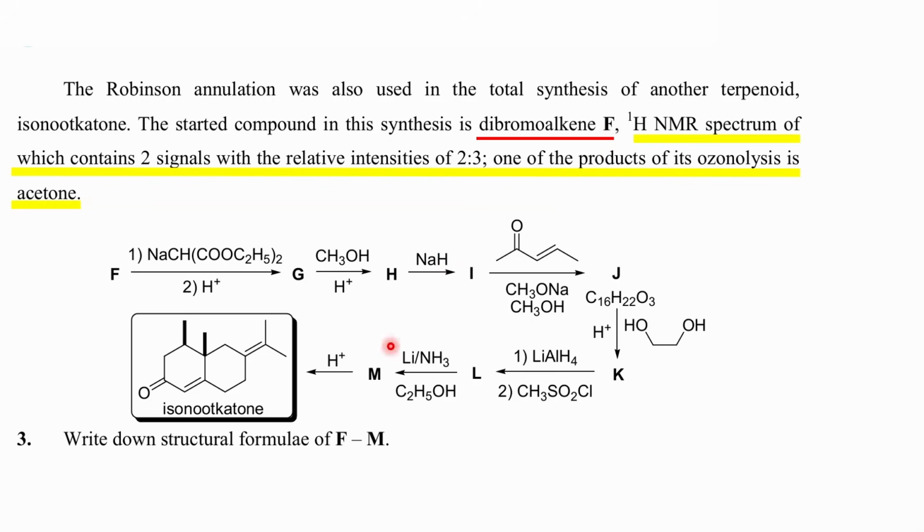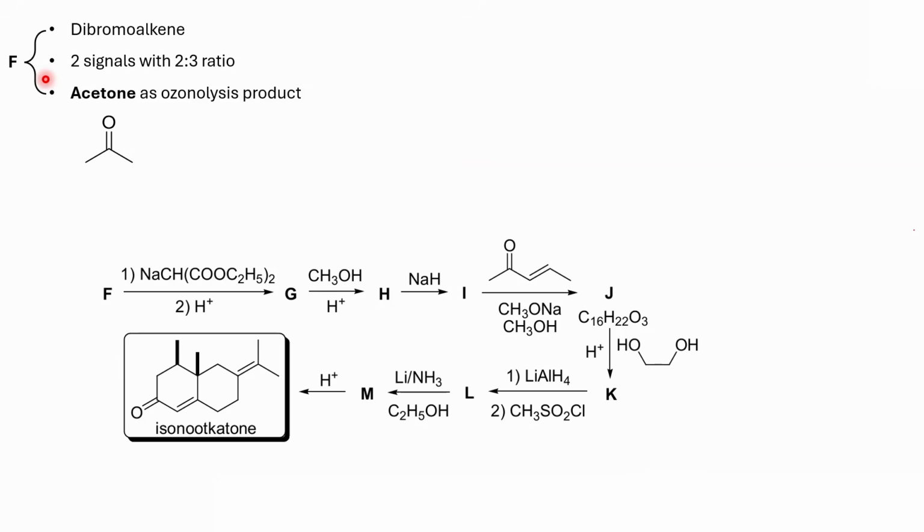So we have a synthesis, and they ask us to decipher these compounds, and there's no information here. We have the scheme, and we have additional information about F next to the scheme, that it's a dibromoalkene. It has two signals with a 2:3 ratio, and it gives acetone. It's good to draw acetone here as one of the ozonolysis products. And then what we do next is label the reagents with their typical role.